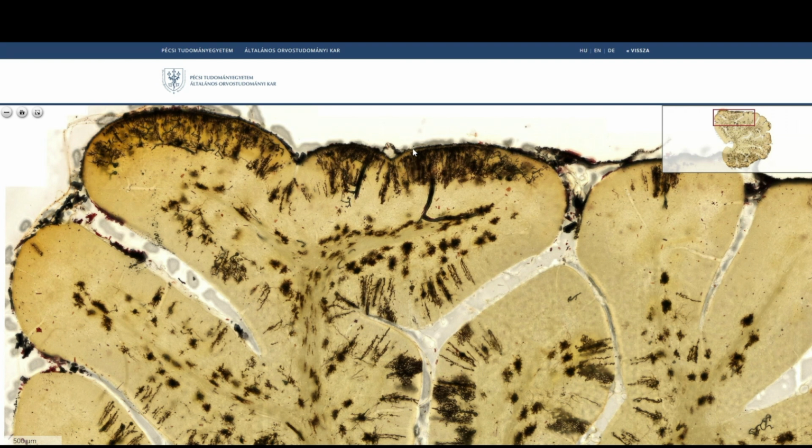Similarly, if you look at the upper part of the folium, the Bergman glia cells, the processes of which determine exactly the same thickness of the gray matter of the cerebellar cortex, so the molecular layer. This is what I suggest to see first, to be oriented where the thickness of the molecular layer is.